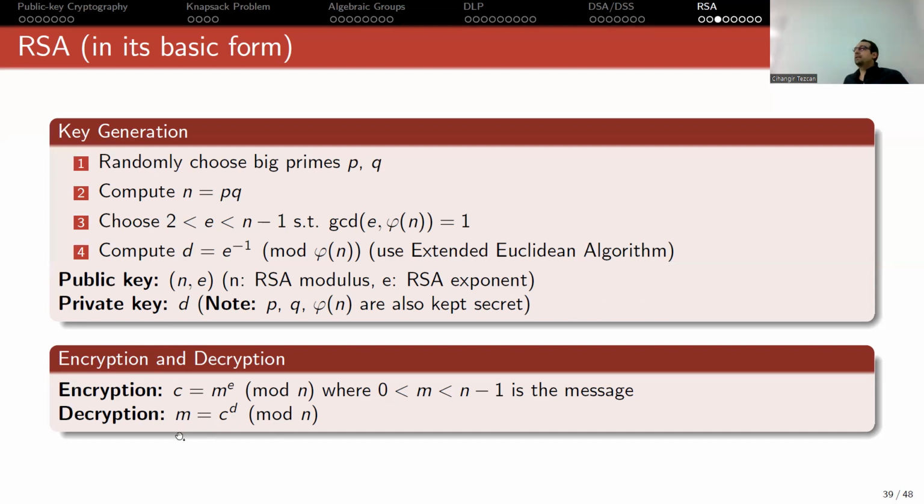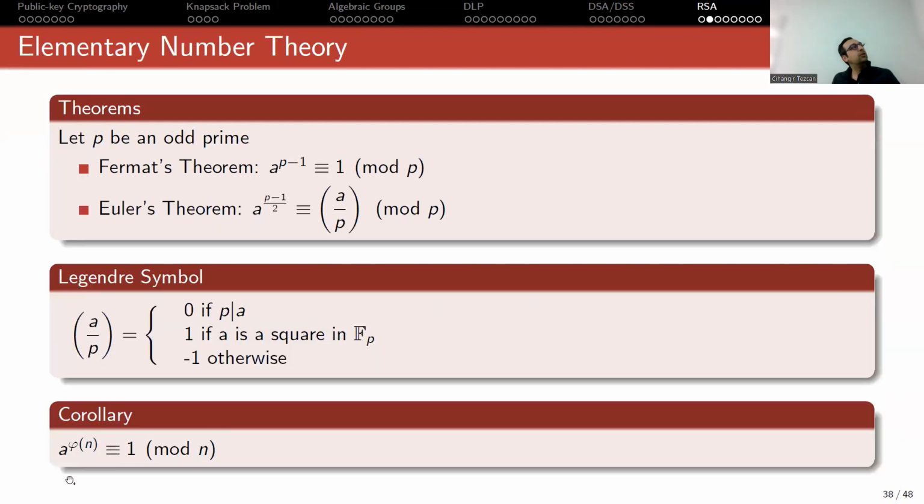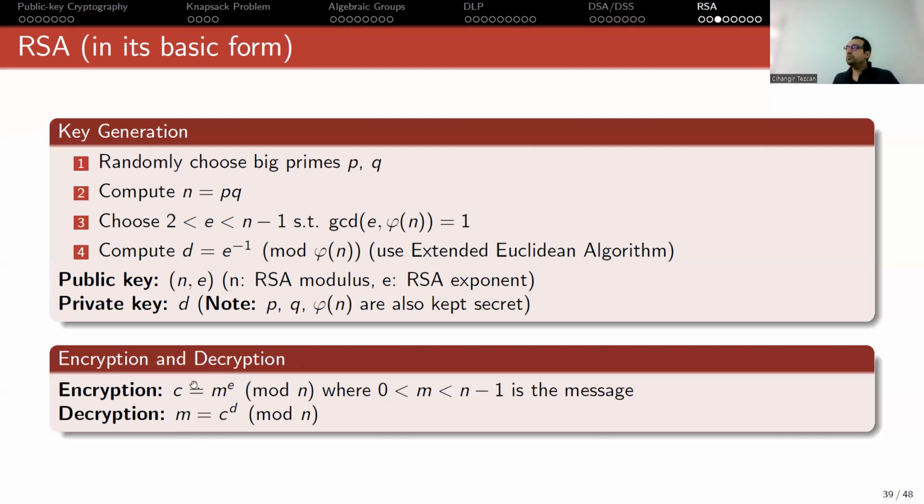So you will ask why this is the case. Let's go back. If you use these theorems and obtain this corollary, actually this leads to it, okay? Because think about it, C is just M to the E, right? So at the end, you have M to the E times D modulo N. So due to this property, E times D will give you 1 at the end of the day, modulo phi N, okay?